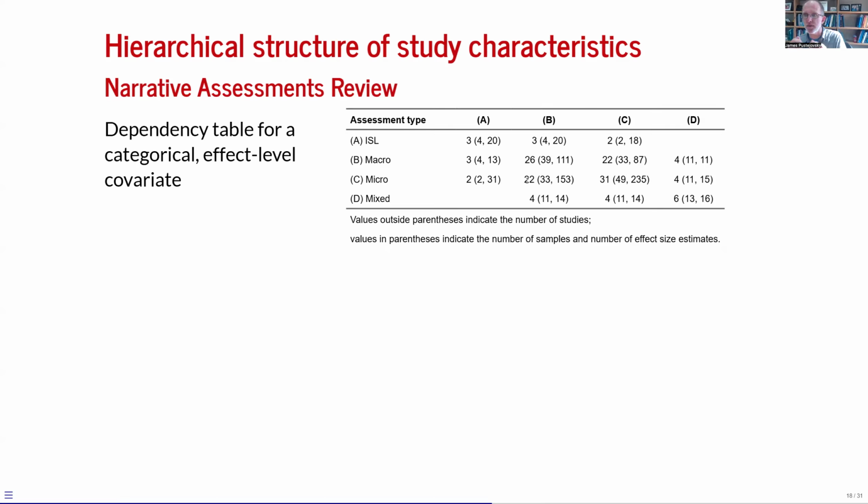So if we wanted to sort of understand differences between macro and micro, we could use this within study information to look at the differences between those 2 categories. It's less feasible to do for the other categories because there's so many fewer studies that look at the other combinations of assessment types. But at least for this one, maybe we could drill in and look at like within study variation in macro and micro.